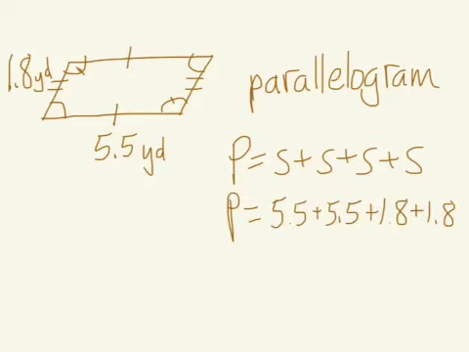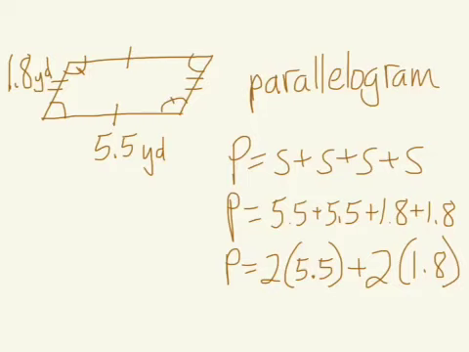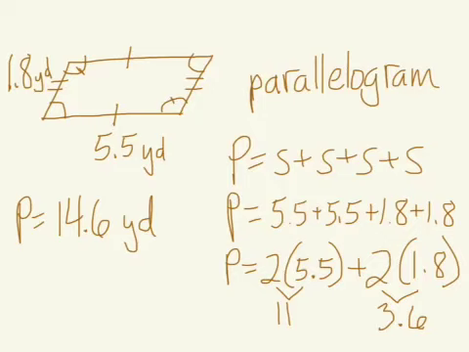So we know that we have 2 sides that are 5 5/10 and 2 sides that are 1 8/10 yards. So you could add them all up like that. You could also do 2 times 5 1/2 and group those together first, plus another 2 of the 1 8/10. Either way, you should get the same answer. Go ahead and hit pause and figure out your answer with whichever strategy you'd like, and then hit play and check your answer. And there's another way of solving this too.